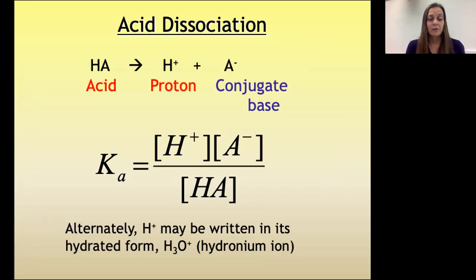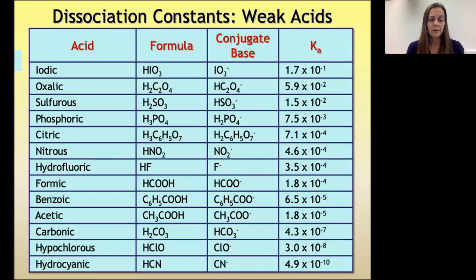So there are tables published for these dissociation constants. Just like all our other tables, they're at a given temperature. So when you look up a Ka for a weak acid, it's going to be at 25 degrees Celsius.